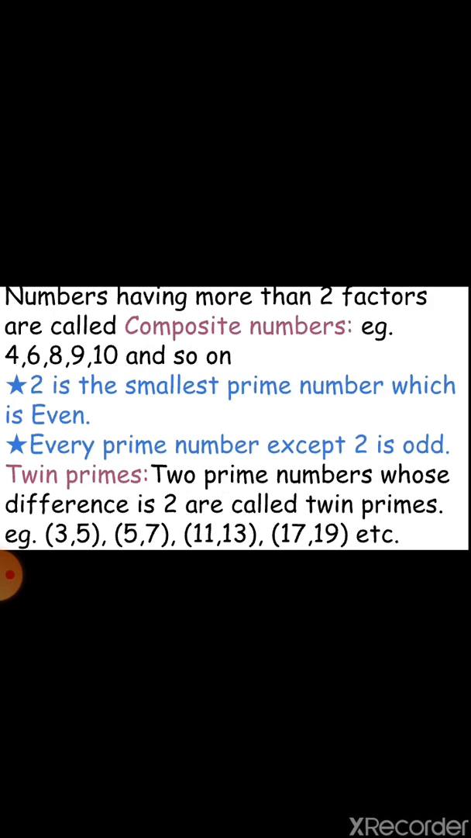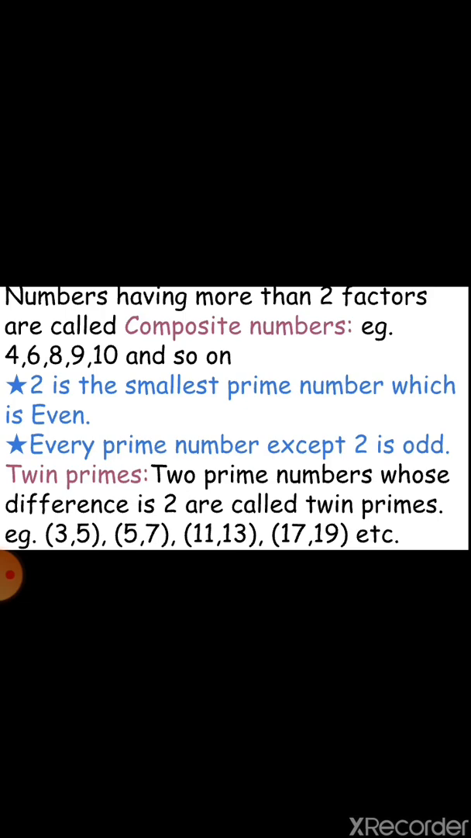Example 4. Which are the factors of 4? 1, 2 and 4. These are the factors of 4 and these are more than 2. The factors of 6 are 1, 2, 3 and 6. These are also more than 2 factors. So these are called composite numbers. Remember that 2 is the smallest prime number which is even, and every prime number except 2 is odd.